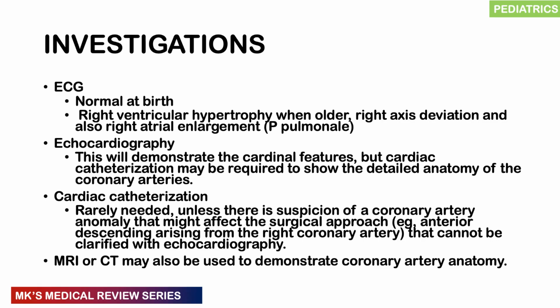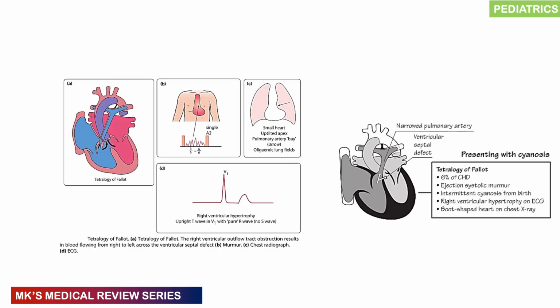In your echocardiograph, it's going to demonstrate these cardinal features of the Tetralogy of Fallot, but cardiac catheterization may be required to actually show the detailed anatomy of the coronary arteries. You can also perform cardiac catheterization, though it's rarely needed in our case, unless there's suspicion of coronary artery anomalies that may affect the surgical approach. For example, an anterior descending arising from the right coronary artery that cannot be clarified on echocardiograph. You can also do an MRI and a CT that can help you demonstrate the coronary artery anatomy.